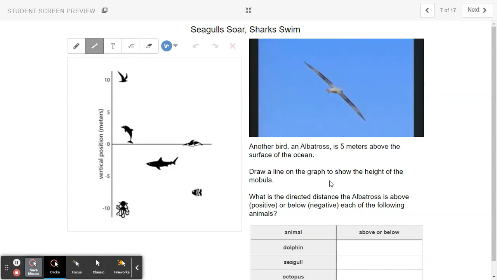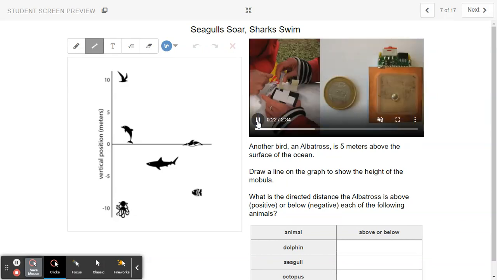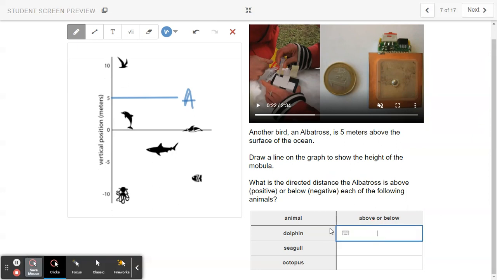So here's what we're going to do. I'm noticing a little error here: it says draw the height of the mobula, but they really want the height of the albatross. It's saying that it was flying 5 meters above the ocean. So at 5 meters above, I'm just going to draw in my albatross and mark it as an A for albatross. What's the directed distance of the albatross? Well, it's just 5, right? It's positive 5, but we don't write the positive sign.